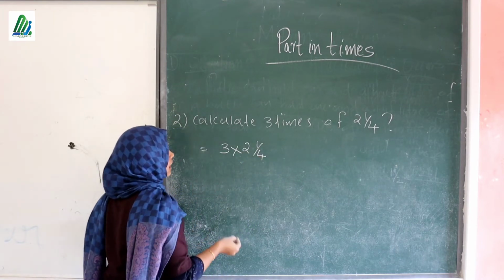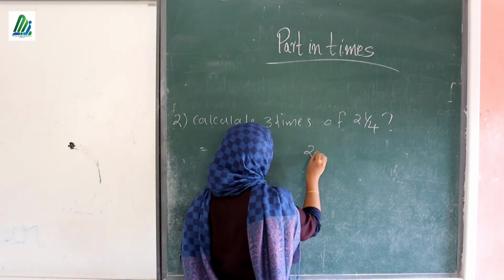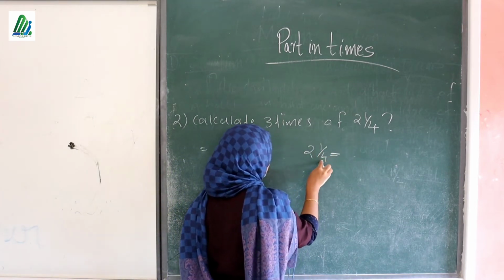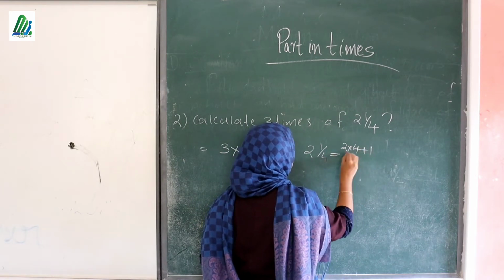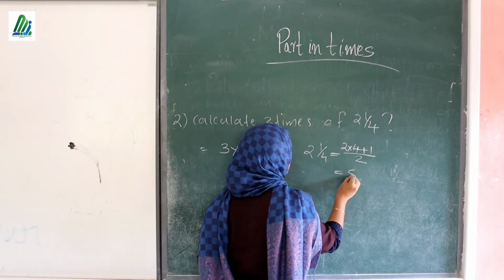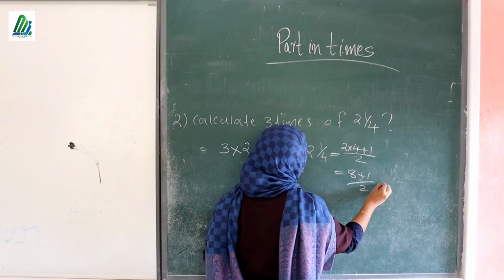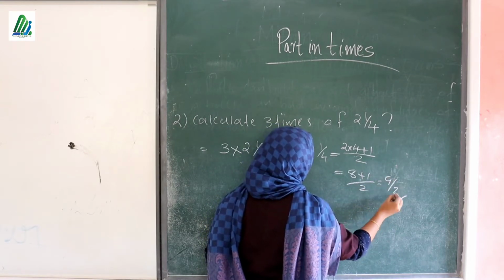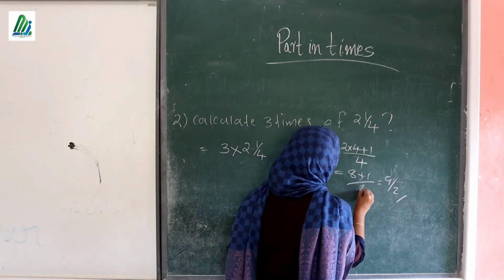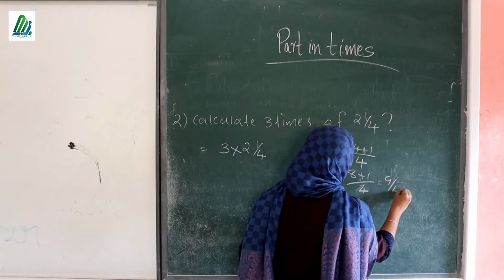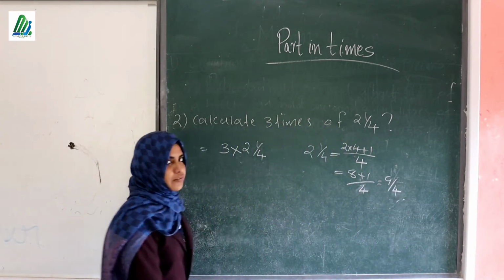And here 2 1 by 4 means we just convert it. 2 into 4 plus 1 by 2. So 2 into 4, 8 plus 1 by 2, which means 9 by 2. Here 4, here 4. Okay, so 9 by 4.